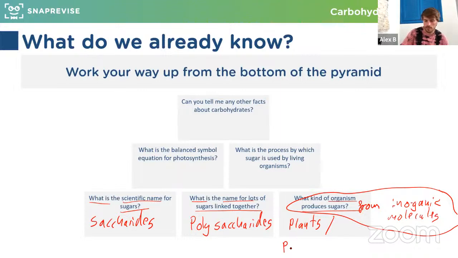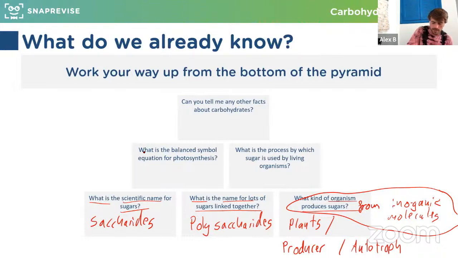So I was looking for either producer or autotroph. Like I said, if you're A2, that should be familiar. If you're AS, you might not cover that yet.